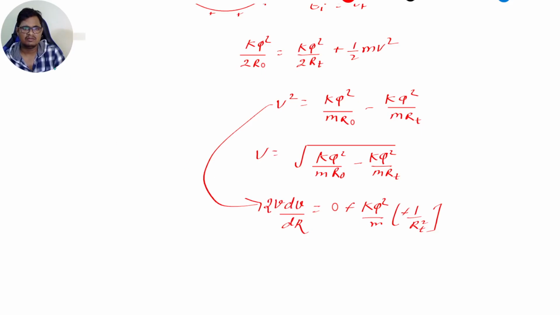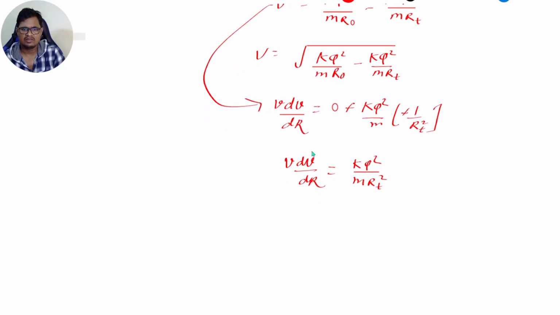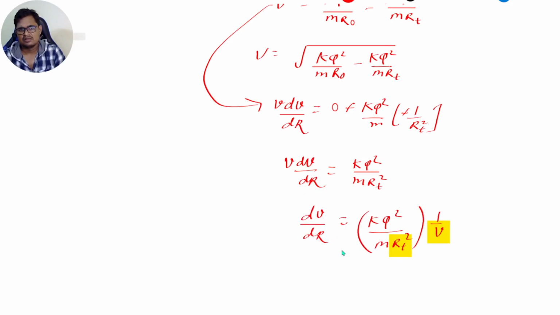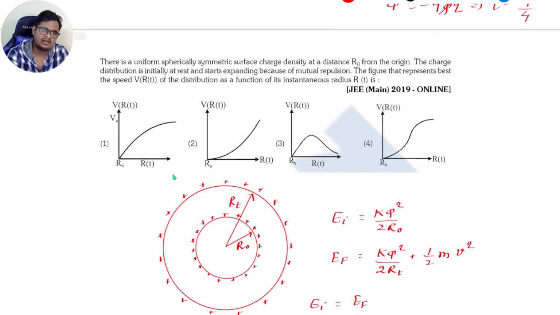So dv by dr equals kq squared by m rt squared divided by v, with the factor of 2, and if I substitute the value of v here, then focus on this: as rt is increasing, v is also increasing. Here v is in the denominator and rt squared is also in the denominator, and both are increasing. If both are increasing with time, then this overall term is decreasing. When the overall term is decreasing, that means the slope is decreasing. If I check the slope of the graphs, in option 1 the slope is continuously decreasing, and in the other graph the slope is initially lesser, then greater, then decreasing. So the correct option is option 1. Option 4 is incorrect here.